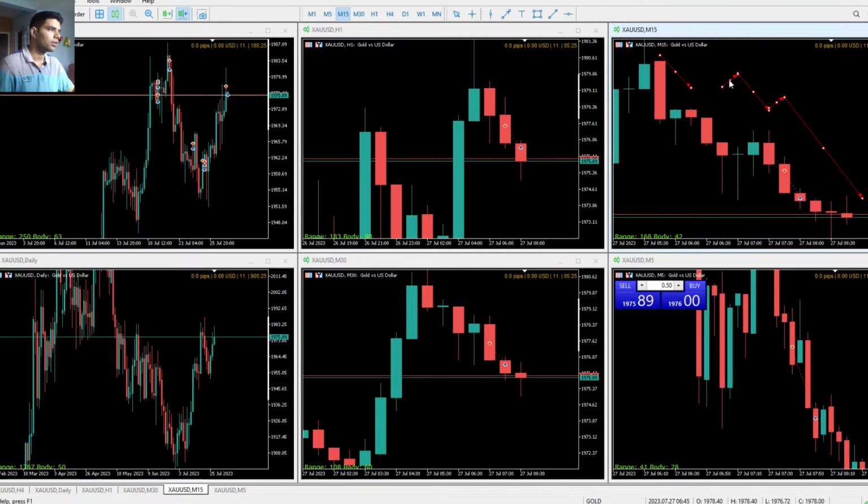Okay guys, so where do we take the entry? The entries we can take here after we get our confirmation candle. After we get the red candle, we enter here. After we get the confirmation candle, we buy at the dip, we sell at the top.